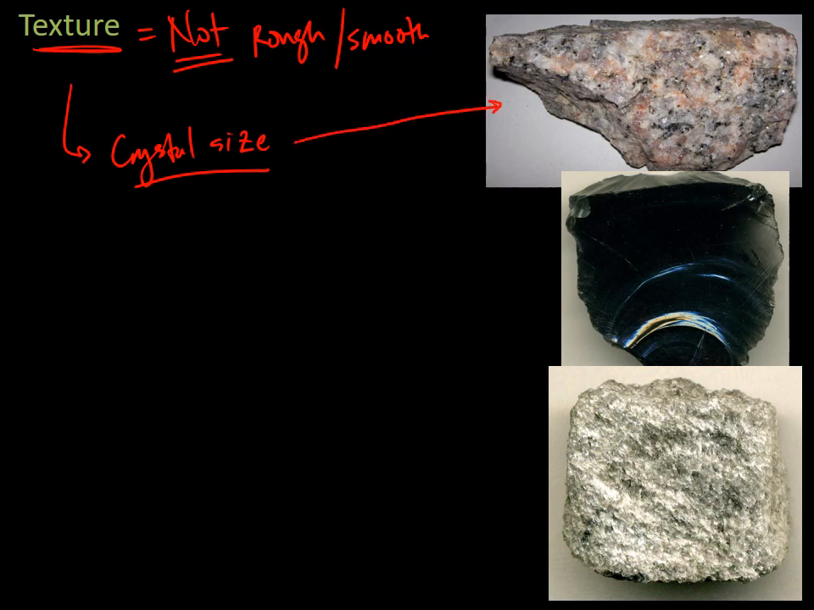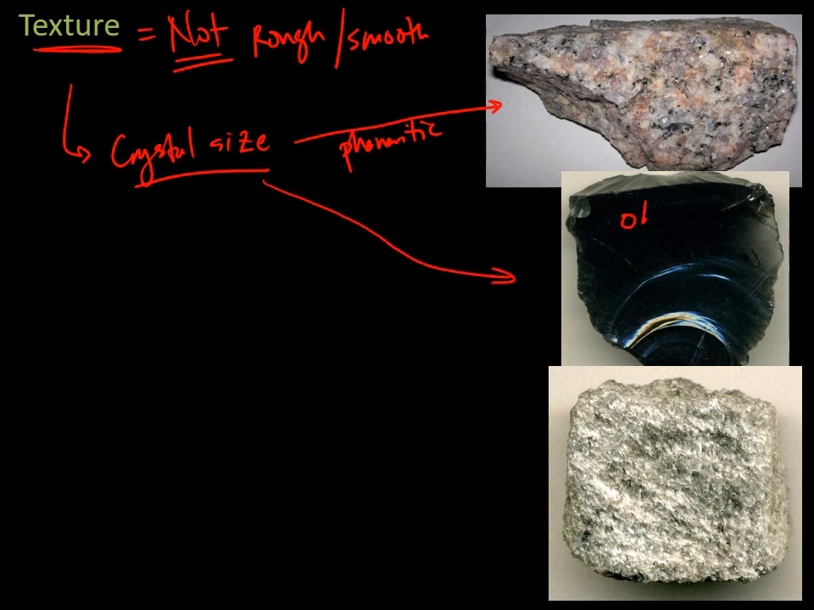Here's a picture of granite. And granite has minerals that are all roughly about the same size, from a pea or smaller, and I can see them all with the naked eye. They're big enough to see, and they're all about the same size. So that has a special name of phaneritic.